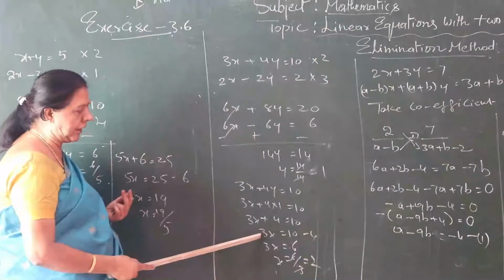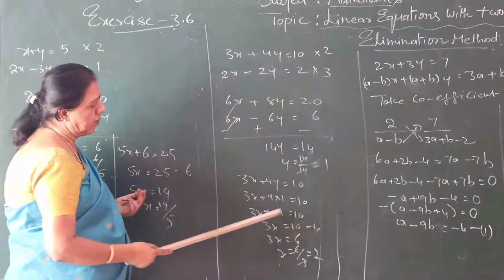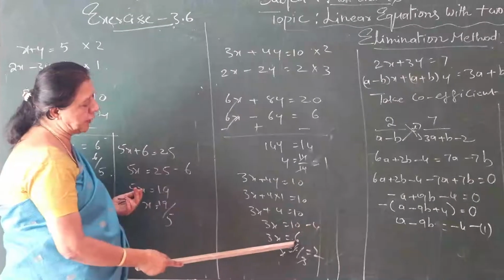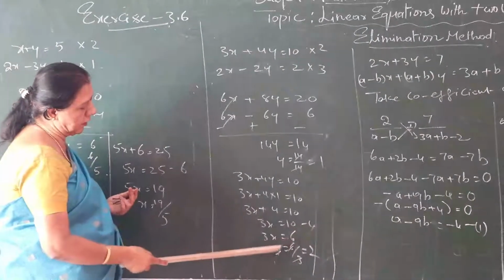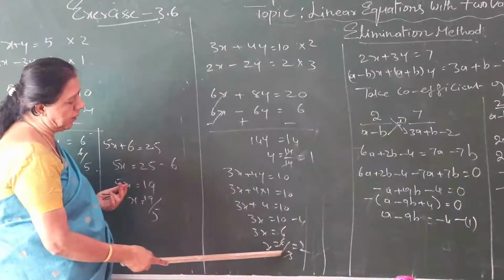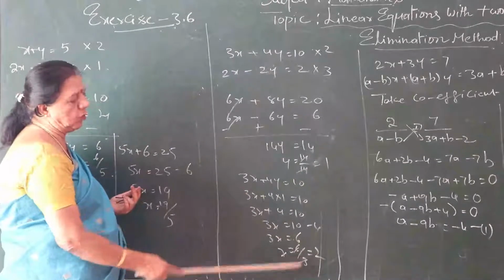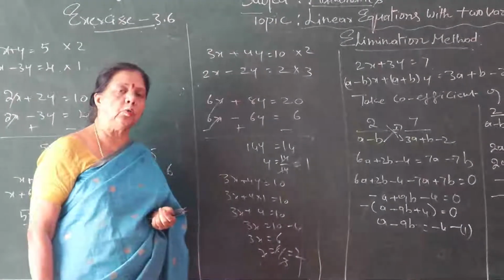3x on the LHS is equal to the RHS, then now you transfer 4, plus becomes minus 4. 3x is equal to 10 minus 4, which is 6. Therefore x is equal to 6 by 3 is equal to 2. So the y value is 1, the x value is 2. So this problem is over. It is very easy, children.